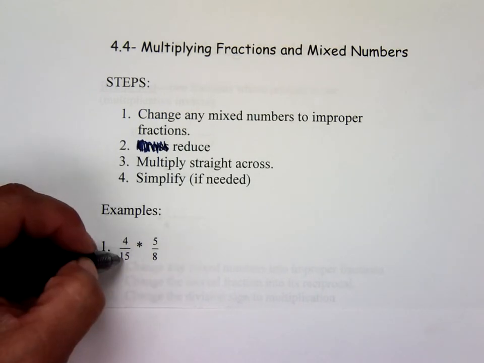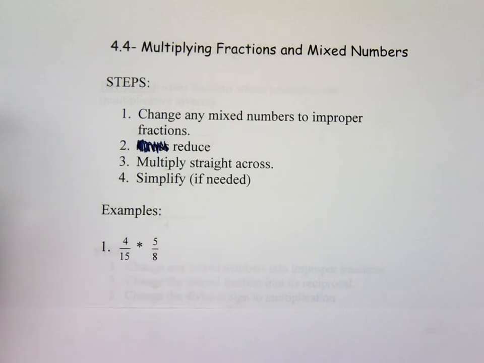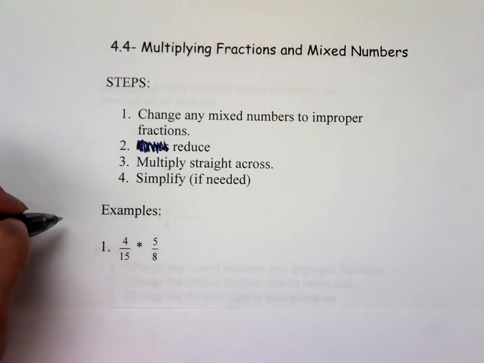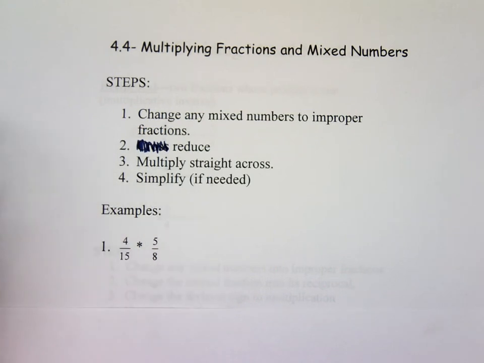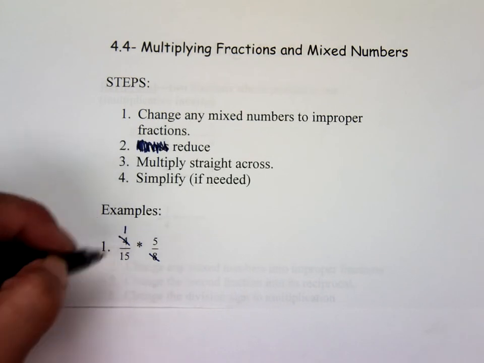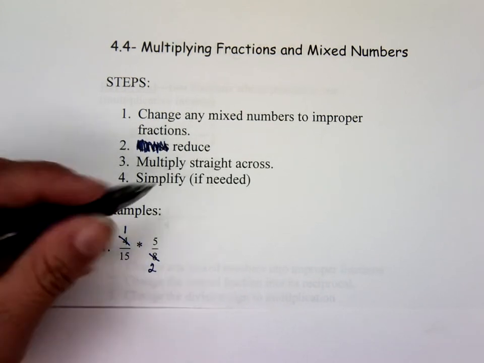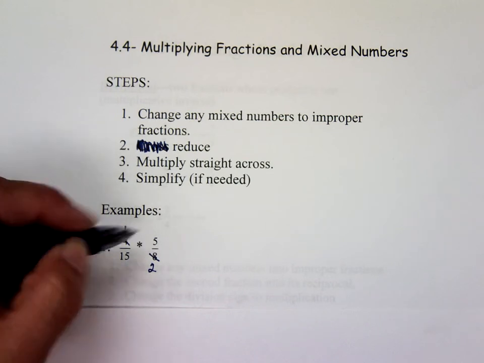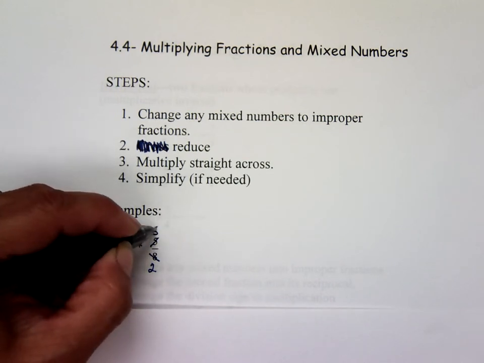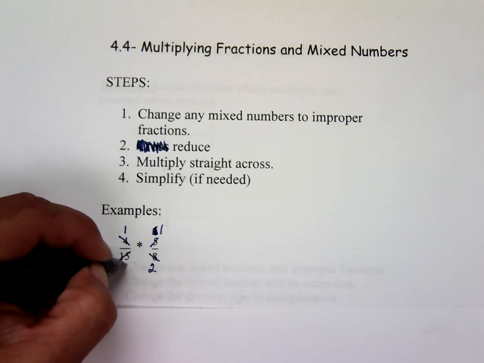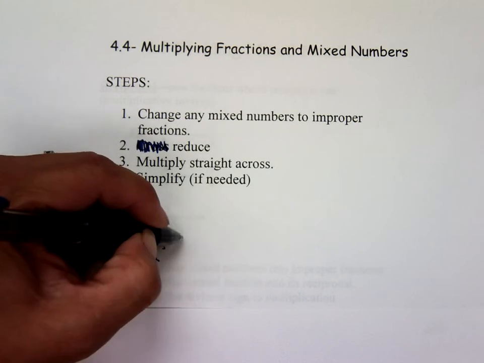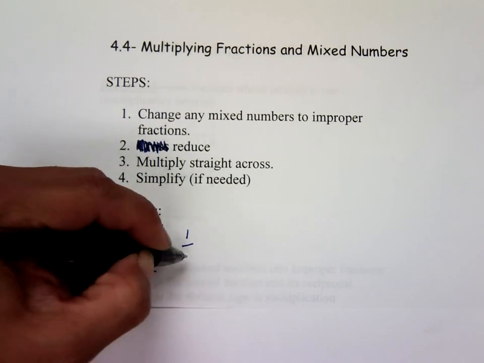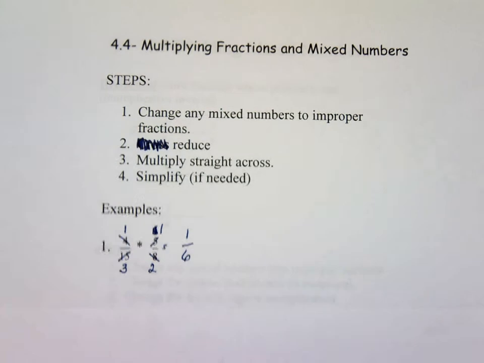So you look at 4/15, that can't be reduced. 5/8, that can't be reduced. But now let's look at 4 and 8. Those can be reduced. Think about a number that both of them will go into evenly. Well, it'll be 4. So now you're going to say to yourself, 4 goes into 4 once, 4 goes into 8 twice. Now let's look at 5 and 15. 5 goes into 5 once, and 5 goes into 15 3 times. Now you can multiply across. 1 times 1 is 1. 3 times 2 is 6. So your answer is 1/6.